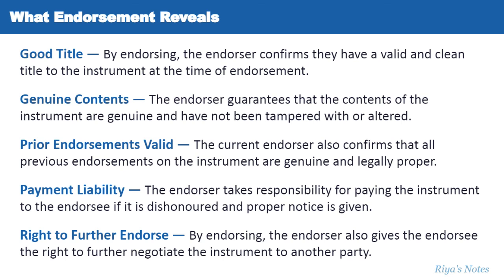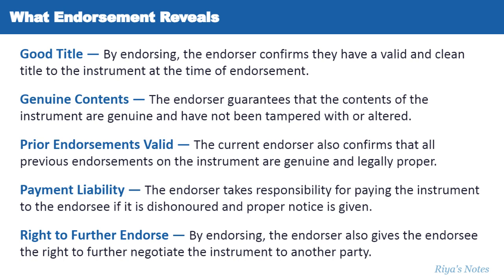What endorsement reveals? Good title. By endorsing, the endorser confirms they have a valid and clean title to the instrument at the time of endorsement. Genuine contents. The endorser guarantees that the contents of the instrument are genuine and have not been tampered with or altered.